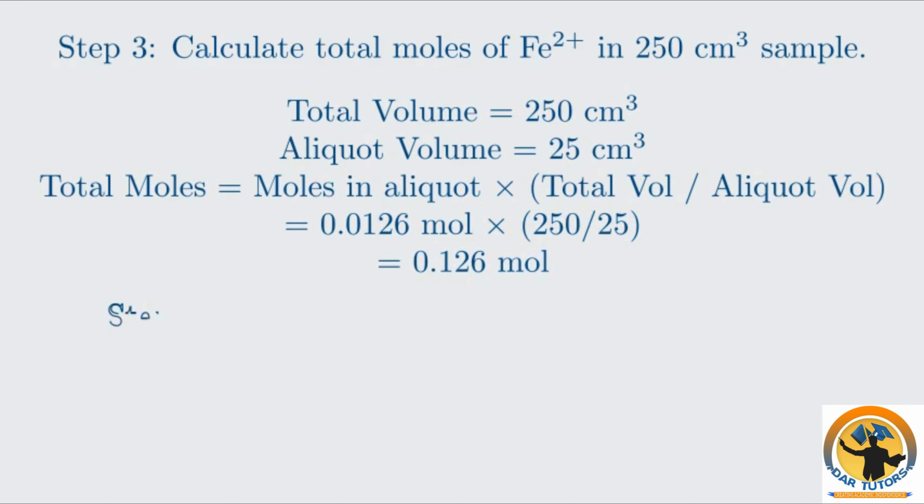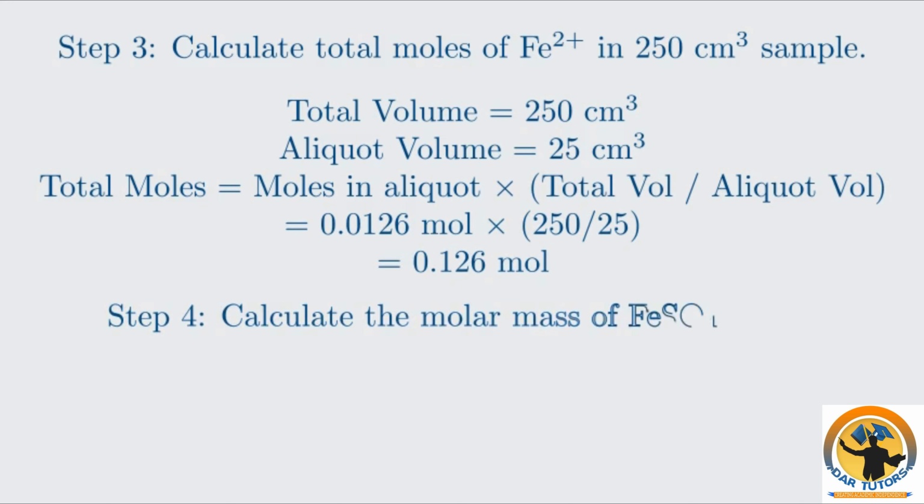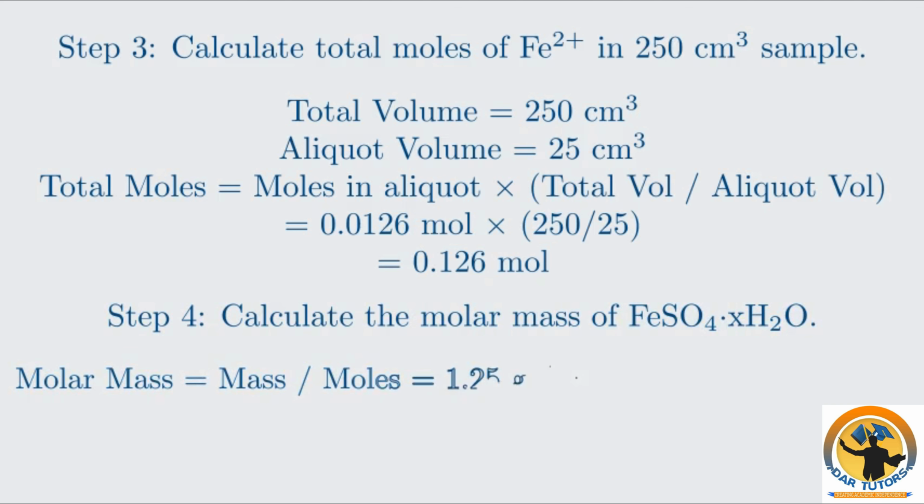This is the same as the total moles of the hydrated salt. The total mass of the hydrated salt in the sample was 1.25 grams. Mass equals moles times molar mass. So 1.25 grams equals 0.126 moles times the molar mass of the hydrated salt. Solving for the molar mass, we get approximately 9.92 grams per mole. But this molar mass is far too low. What went wrong? Let's reread the problem carefully.